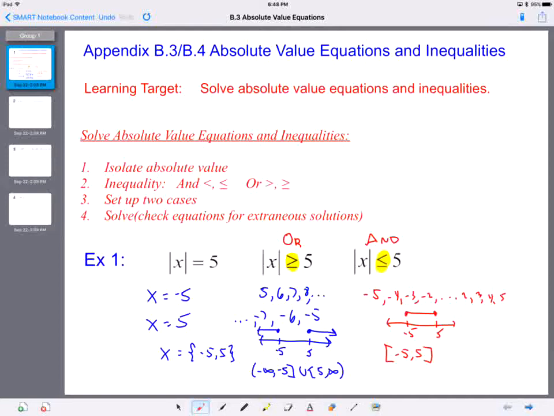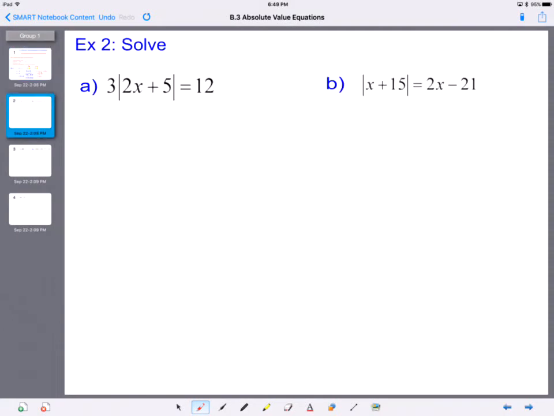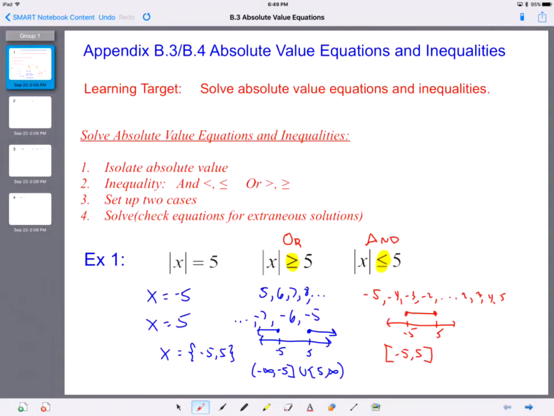So this gives you maybe a little bit more than what you needed, but an explanation as to why this stuff works the way it does. So let's go ahead and take a look. Once again, getting back to those steps, though, we always need to isolate. This is one of the biggest things we have to do, because you can't make the determination that we just did until the absolute value is by itself and you're talking about that distance.